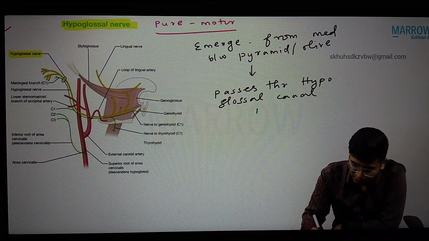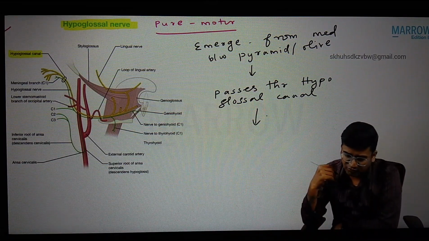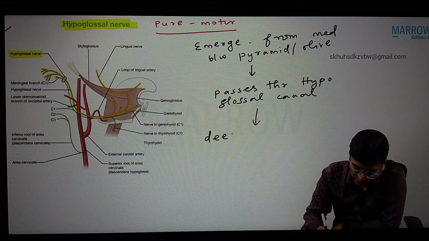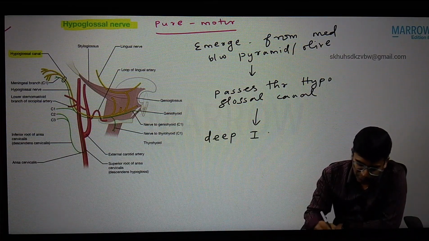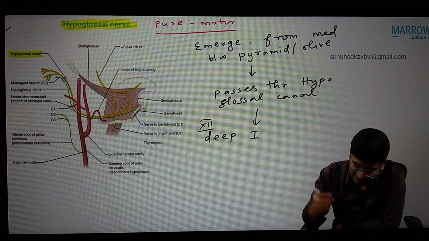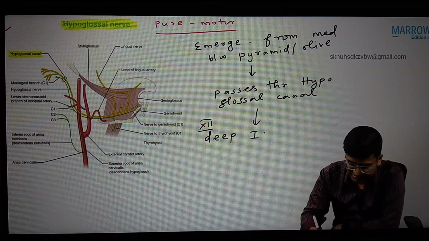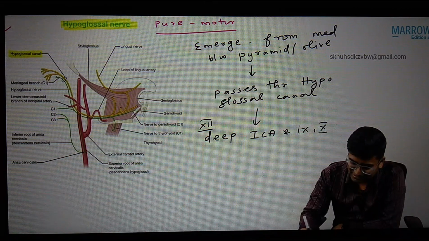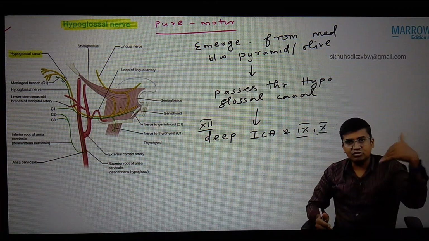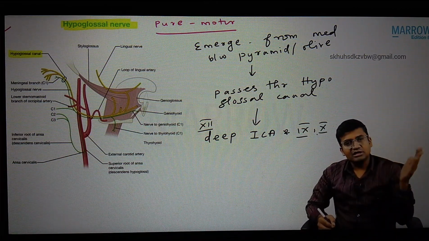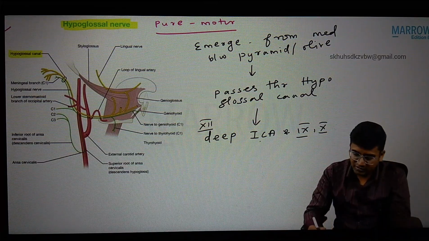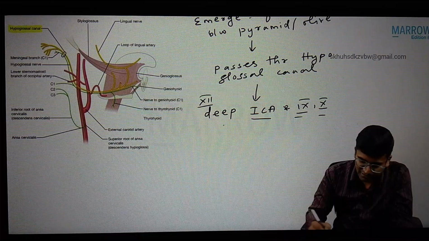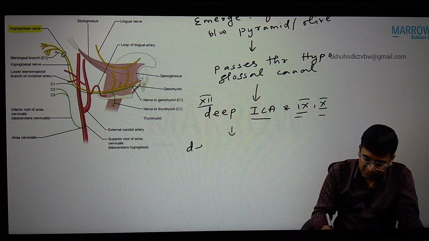Fine. Now, after coming out of the hypoglossal canal, the hypoglossal nerve, the 12th nerve, is deep to an artery. Which artery? The internal carotid artery, and also the 9th nerve and the 10th nerve. After emerging out of the hypoglossal canal, the 12th nerve is situated deep to the internal carotid artery, 9th nerve and 10th nerve. Then the hypoglossal nerve descends down.